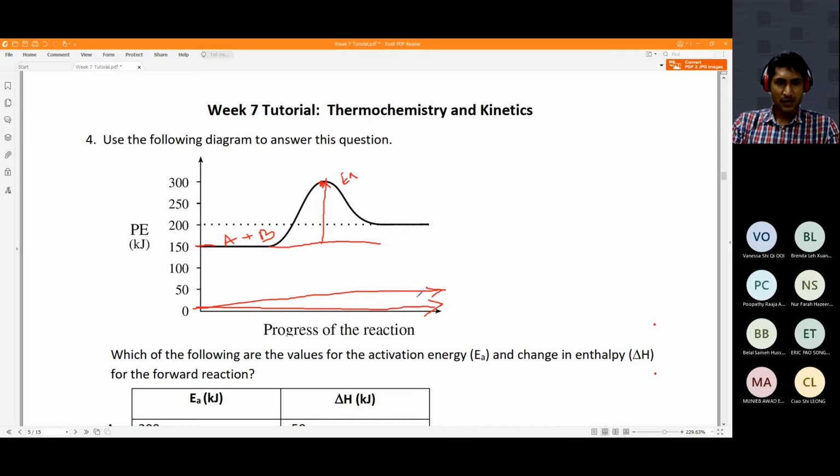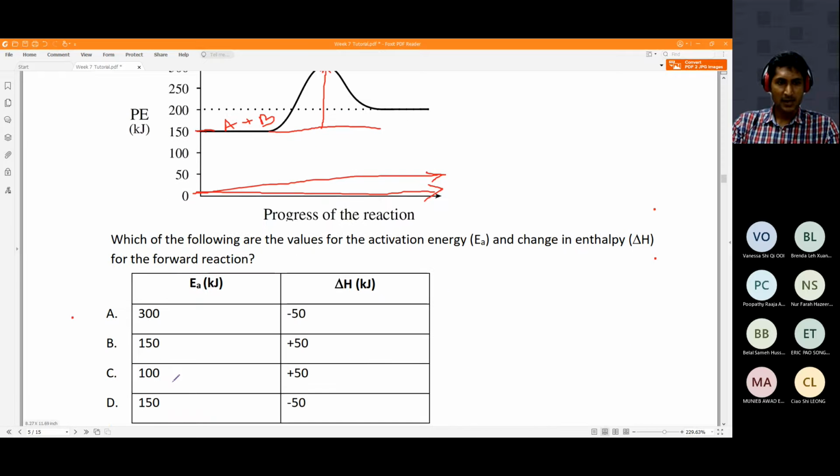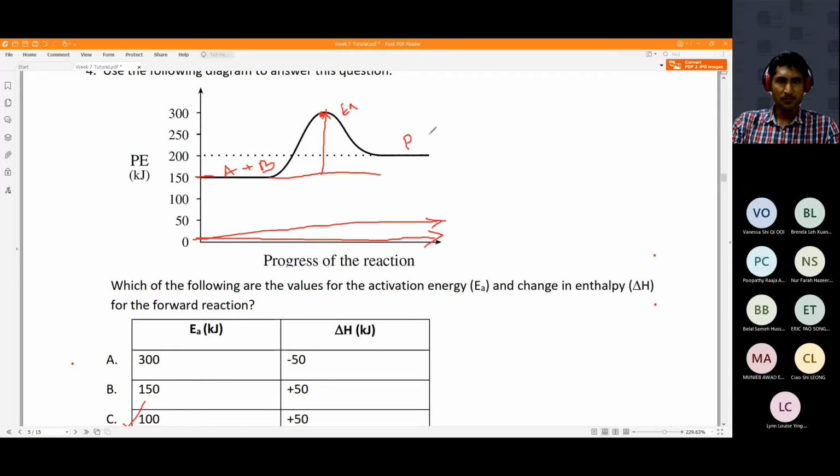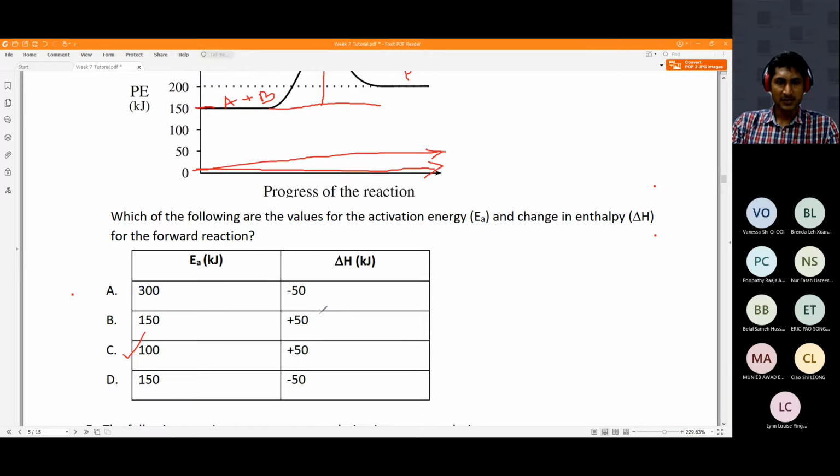And 250 minus 150, that means activation energy is 100. All right. And it is an endothermic reaction because the product enthalpy is higher than the reactant enthalpy. So it is 200 minus 150, so plus 50 it is. So know that it is the correct answer.